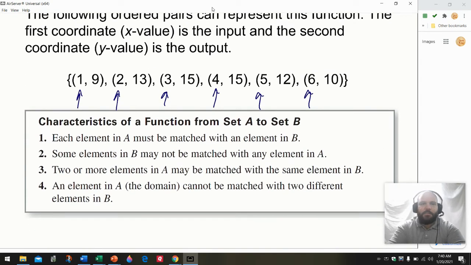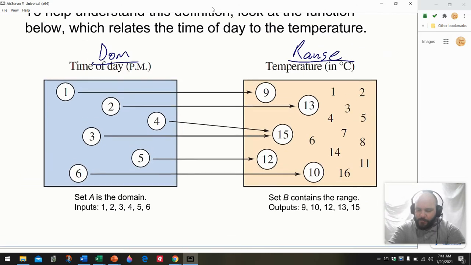And that's what this box is saying. Characteristics of a function from a set A to a set B. Each element in A must be matched with an element in B. Some elements in B may not be matched with any element in A. So every x over here has a pair.